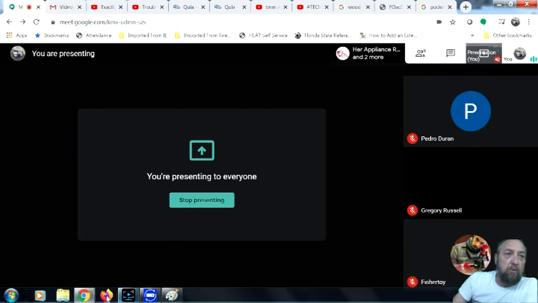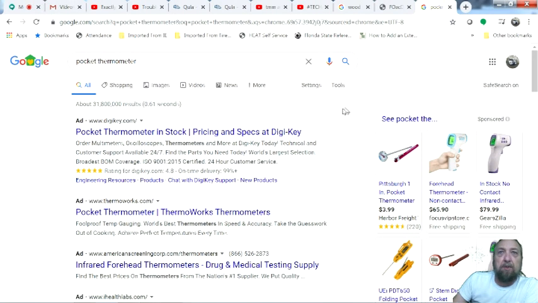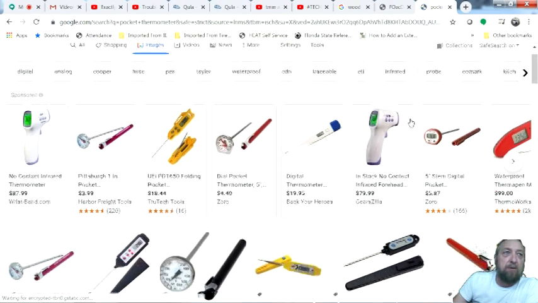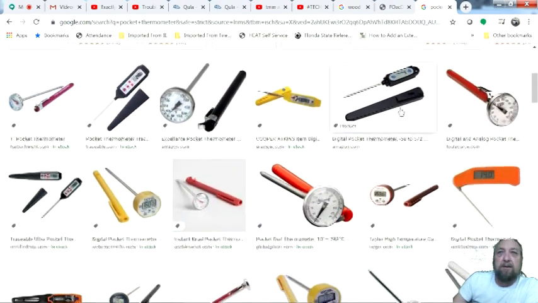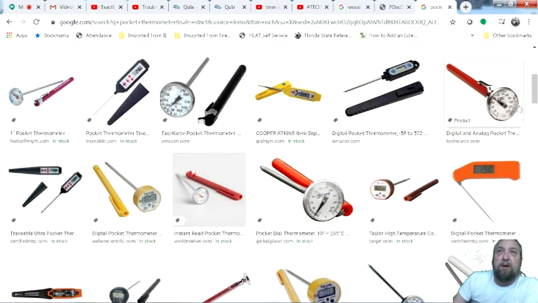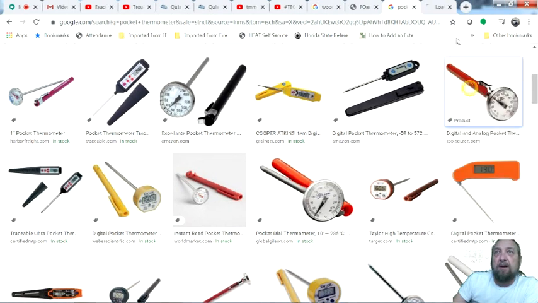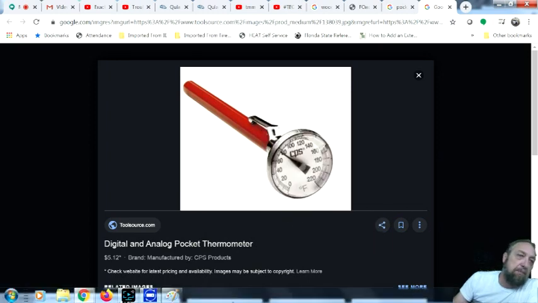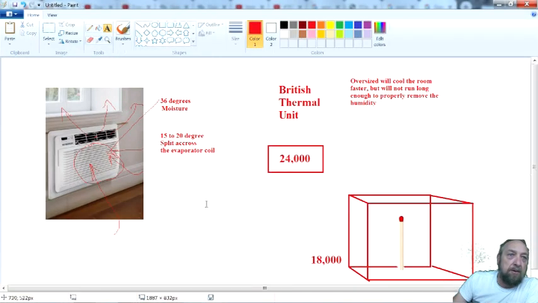Going back to the pocket thermometer. Let me just get a picture and carry it with me here. So you can have a digital one. You can have this one here. Let me just copy this and put it here.